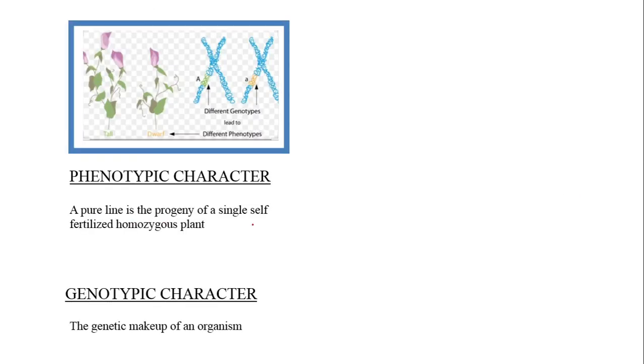So, a pure line is the progeny of a single self-fertilized homozygous plant. As you can see here, it shows the phenotypic characteristic. We can also say the morphological character of an organism is known as the phenotypic character, whereas the genotypic character is the genetic makeup of an organism. Or we can also say that the genetic contribution of a character is known as the genotypic character. As you can see here, this one shows the phenotypic character, whereas this one shows the genotypic characters.